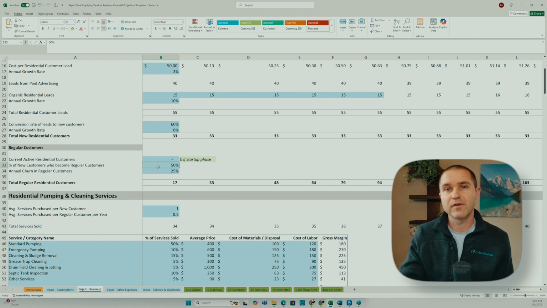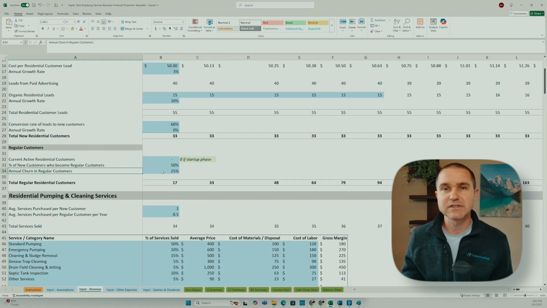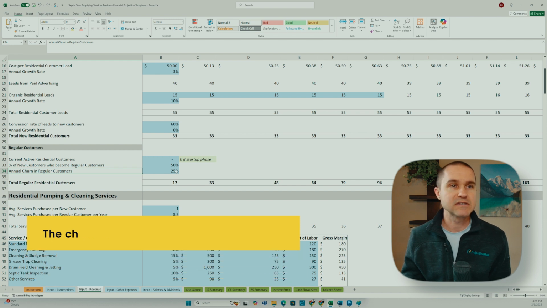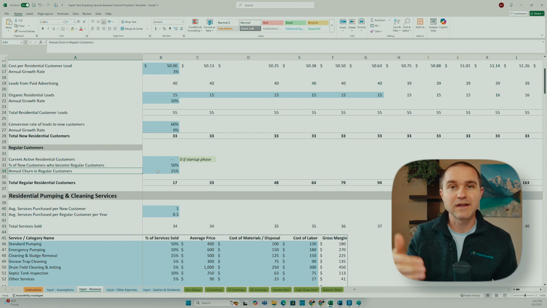We can set what percentage of new customers you expect to become regular customers. So you go provide a service and you're probably trying to encourage those customers to come back and utilize you again on some regular basis. And so maybe you're successful at converting 50% to sign up to expect to use you for future services. We can also set an annual churn in regular customers. So this means the cancellation rate. What percentage of those regular customers stop using you each year? So we're going to say you lose 25% of your regular customers, and that may be because folks move, residential customers are going to move, and then you've got to work to acquire the homeowner again at the new place.